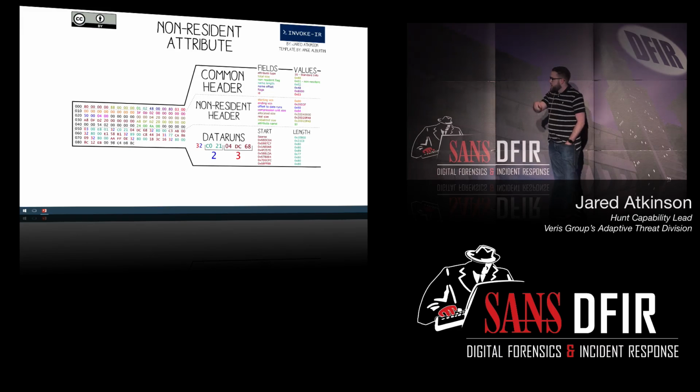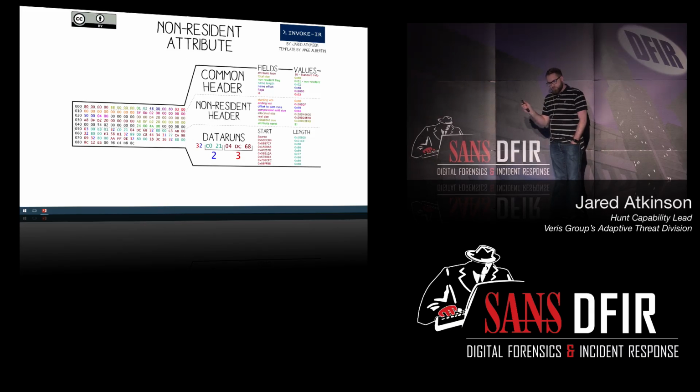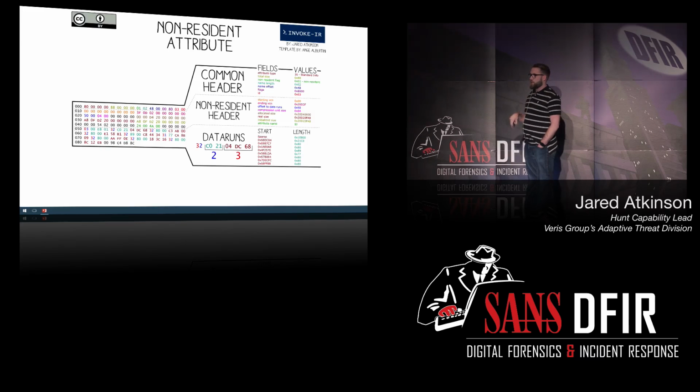This was the MFT resident data attribute, and this is the non-resident data attribute. The non-resident data attribute is going to have pointers. You can see over here, these data runs are pointers to where the actual contents of the file are stored on disk. In this example, this non-resident attribute is pointing to a non-contiguous file, meaning that the data is not stored contiguously on the disk, so we have multiple pointers to where that data is.